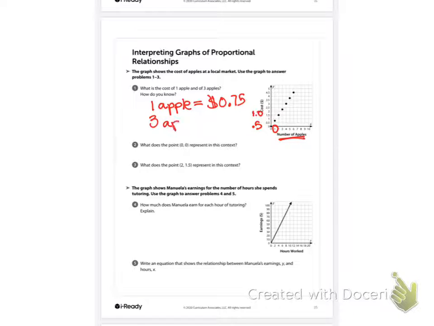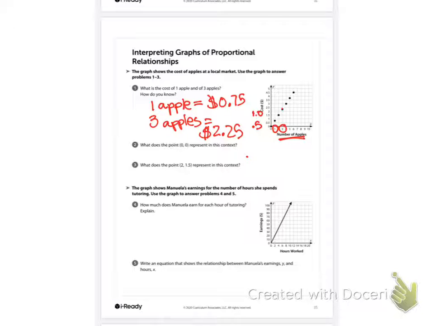Now I want to figure out the cost of 3 apples. So I'm trying to figure out where this point is right here on the number side of the graph. It looks like it's also in between two numbers. I'll give you a chance to think about it. And you were right if you said that the cost of 3 apples is $2.25.